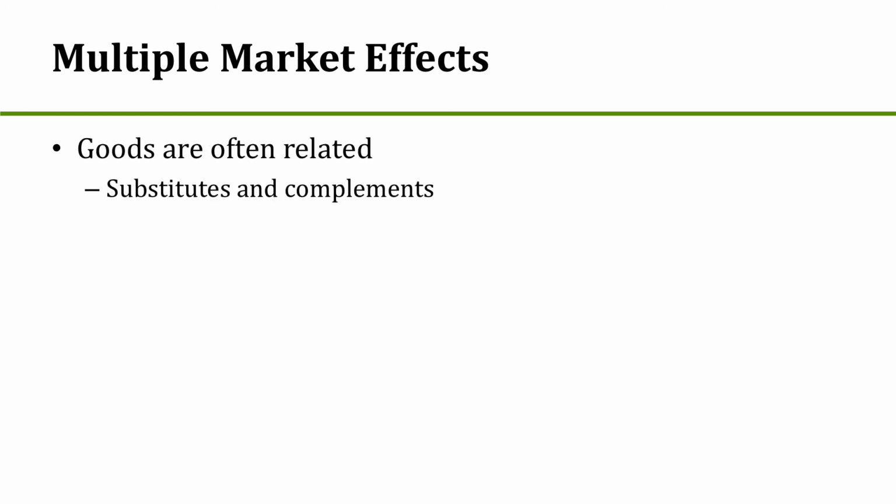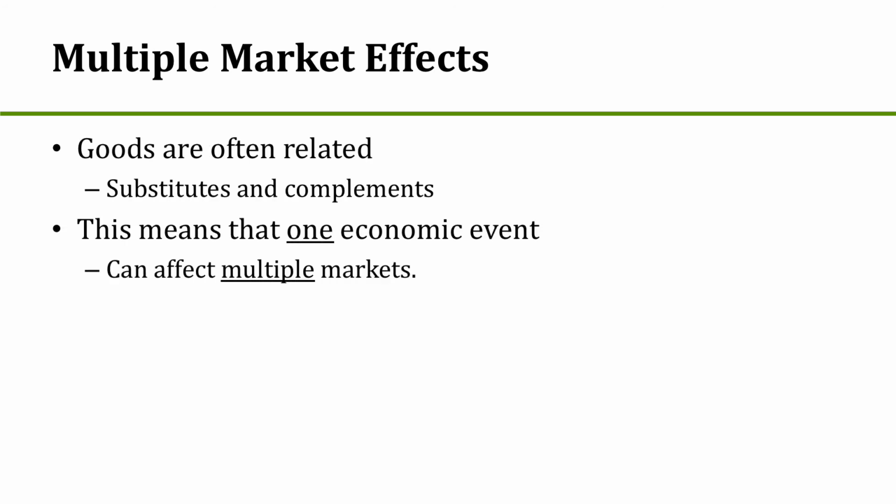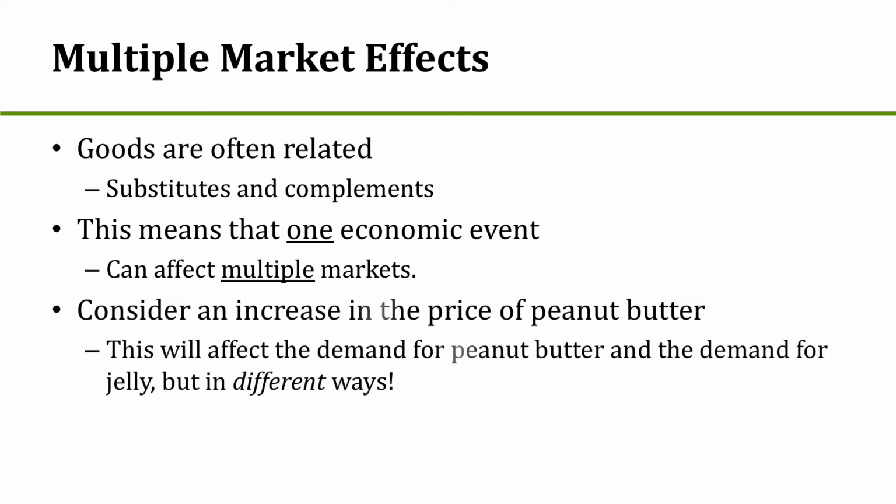Now let's see the multiple effects. I explained a little bit before, substitutes and complements, and I want to explain this to you again on the slides. Goods are often related, I told you. We divide the goods into two related types, substitutes and complements. Now, when we are trying to understand substitutes and complements, we are actually analyzing the change in both markets at the same time.